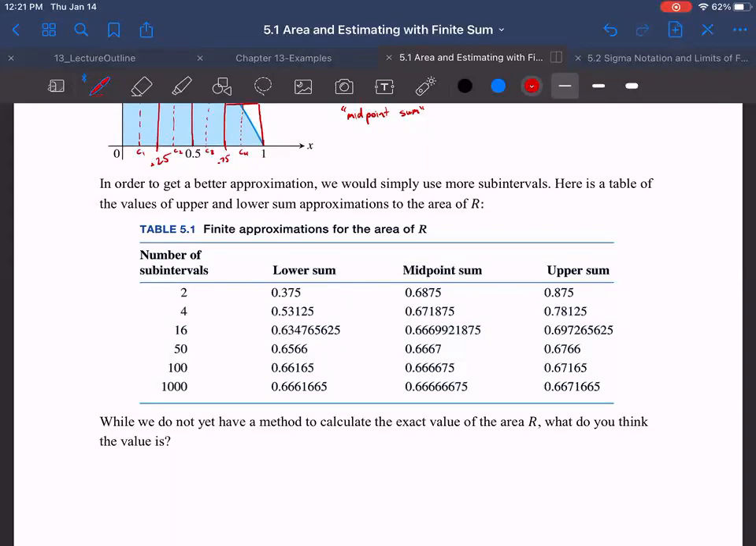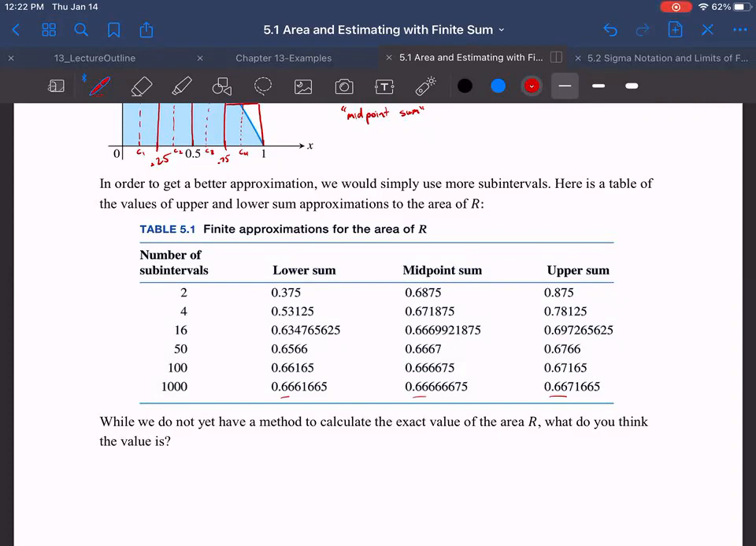All right, so in order to get a better approximation, we'd simply use more subintervals. What we've got here is a table that shows the values of the upper and lower sum approximations under that area, for 2 subintervals and even the midpoint ones there as well. You can see that as you keep going to higher and higher subintervals, these numbers get closer and closer to each other, to 0.66. If you get down to this last line, they all agree to the first 2 decimal places at least, and they're pretty close on that third one. So it gets to be more and more accurate.